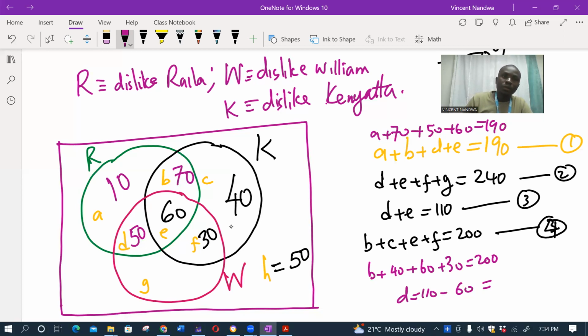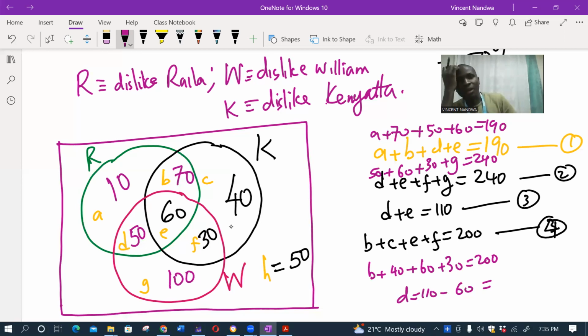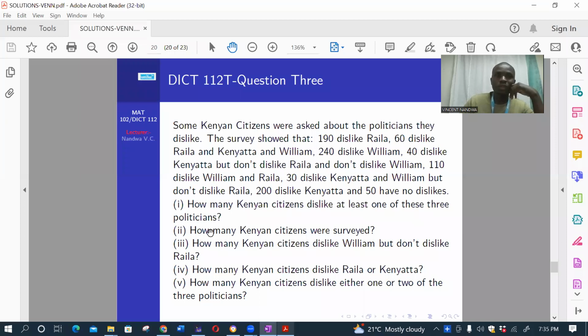Now D, which is 50, plus E, which is 60, plus F, which is 30, if I add G, I must get 240. So 50 plus 60 plus 30 is 140. If I subtract it from 240, I get G, and that should be 100. So I have all the parts of the Venn diagram, so we can now respond to the questions that follow.